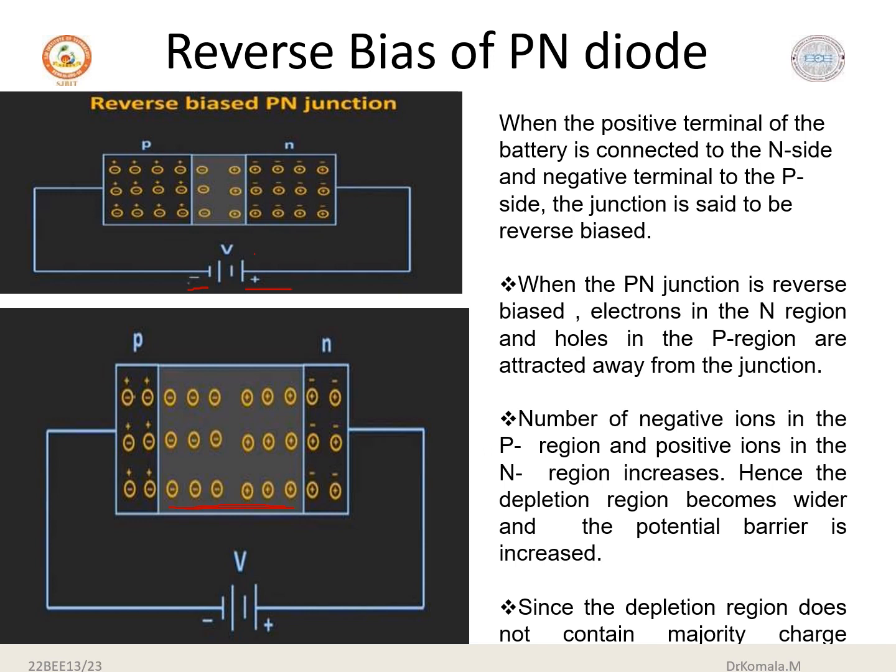So, since the depletion region does not contain majority charge carriers, the reverse bias junction will not have a flow of current.